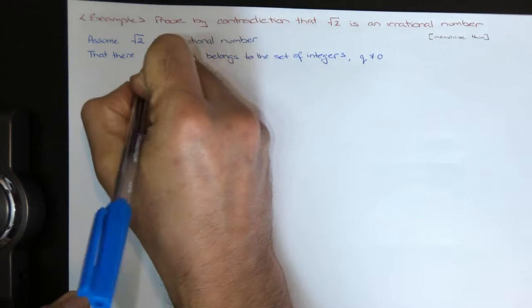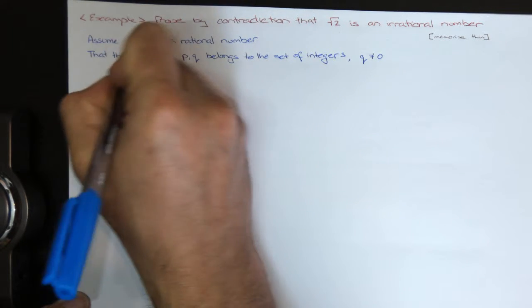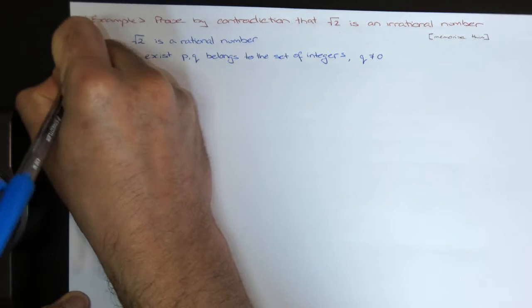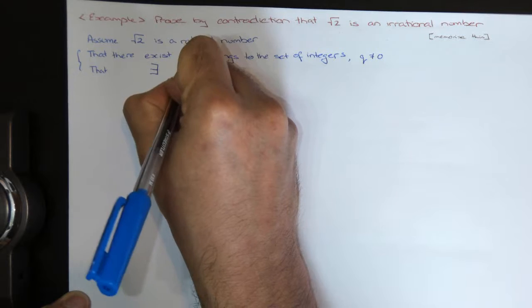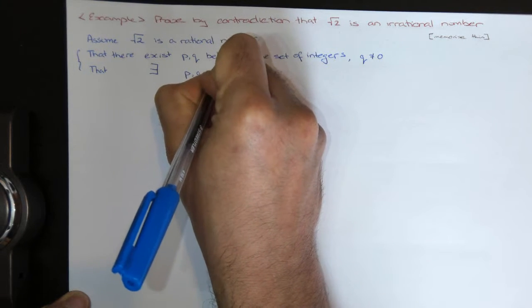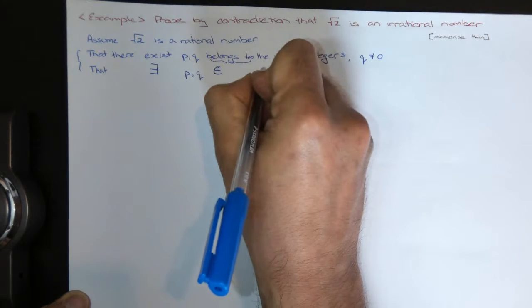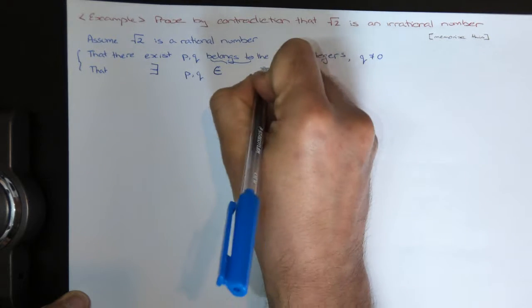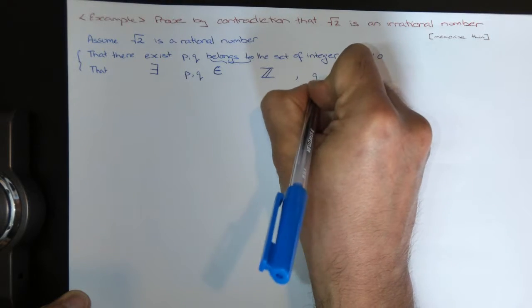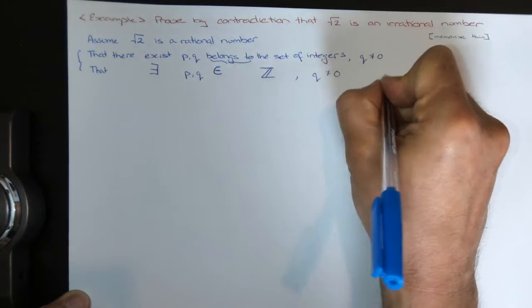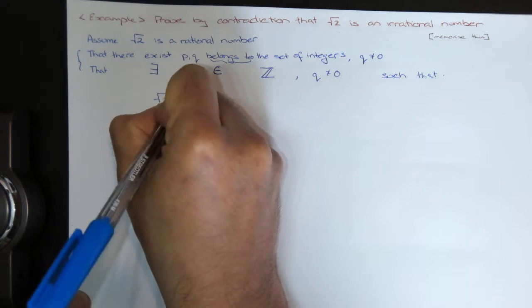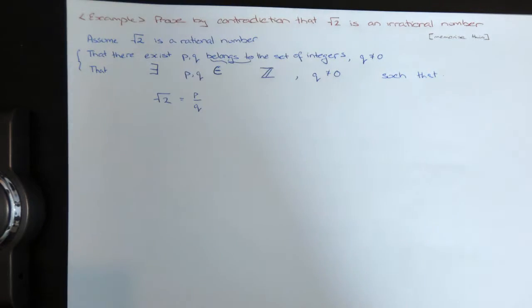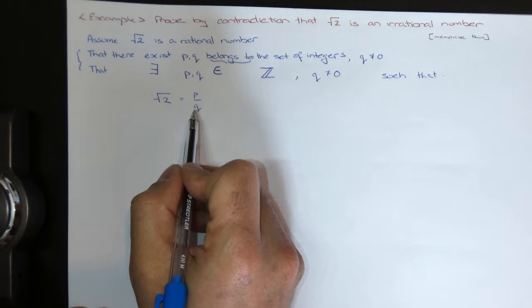So in other words, I can write this as there exists P and Q belonging to the set of integers. And Q can't be 0, such that we get the square root of 2 is equal to P over Q. That's why Q can't be 0, because if we had a 0, it would be divided by 0, which is undefined.